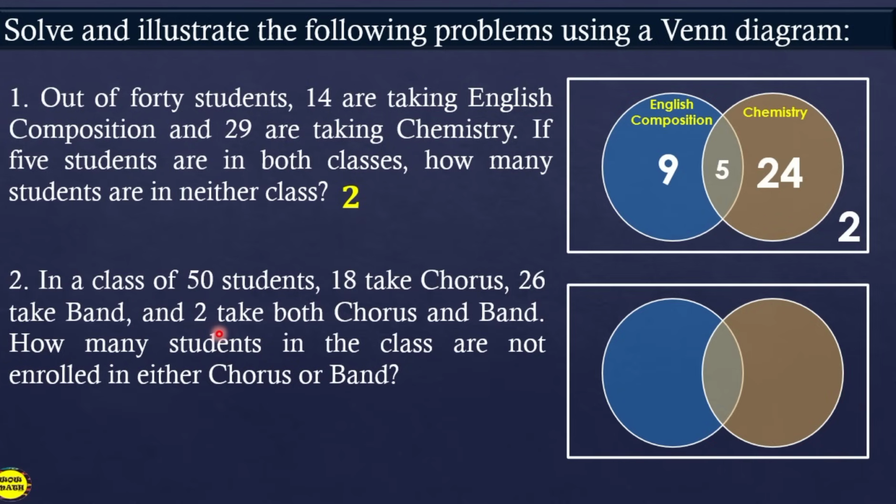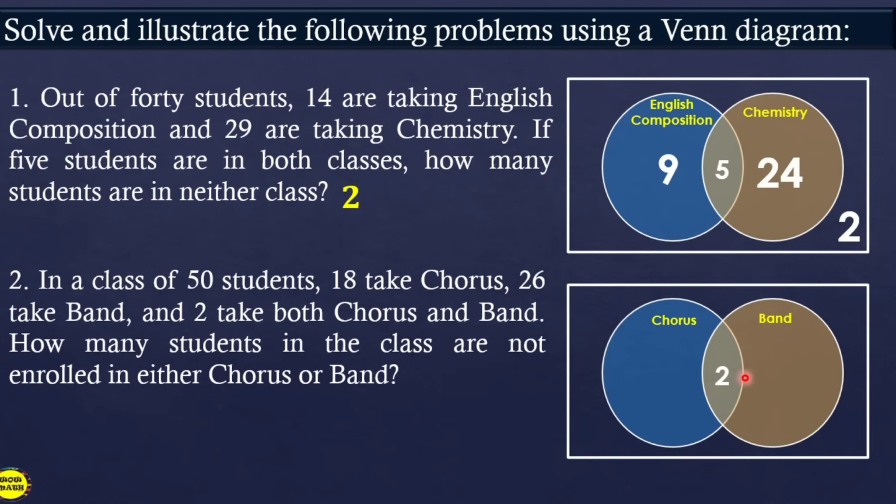Next. In a class of 50 students, 18 take chorus, 26 take band, and 2 take both chorus and band. How many students in the class are not enrolled in either chorus or band? So, dito, again, unahin natin yung intersection. So, 2 take both chorus and band. So, yun ang unahin natin. Yung nasa gitna. Okay? So, since meron tayo, ito yung nagtitake siya ng chorus, nagtitake pa siya ng band, balikan natin. 18 take chorus. So, ito yung kabuuan ng event natin.